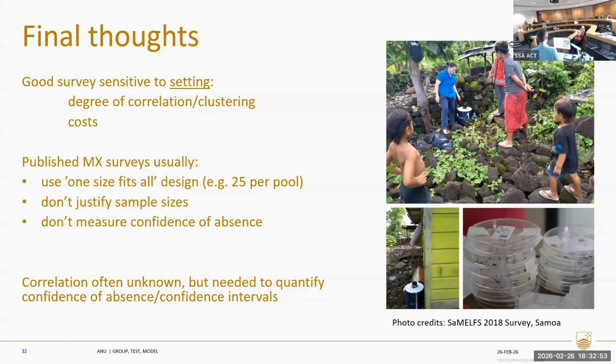Published MX surveys pretty much use a one-size-fits-all strategy. At one point, someone decided that 20 pools of 25 is good, and everyone has done that ever since, even if it's losing them lots of information potentially. And they don't justify sample size. Again, I suppose they take the approach of you get what you get, you don't get upset, and you do a post-hoc sample size calculation. But I think we can do better than that.